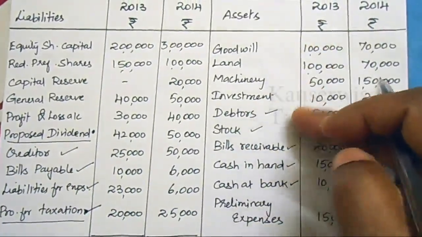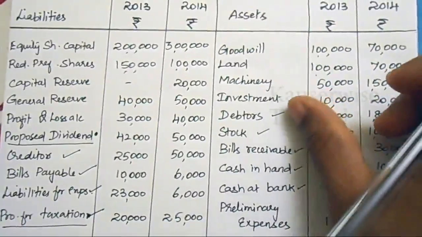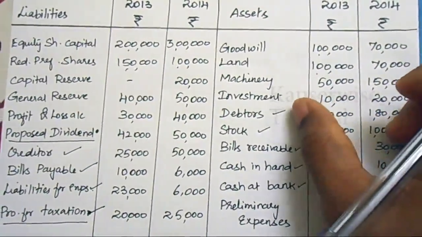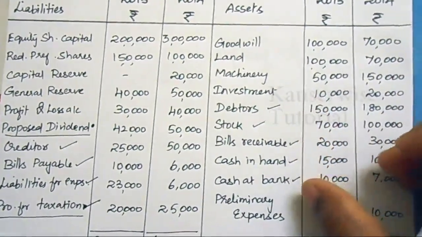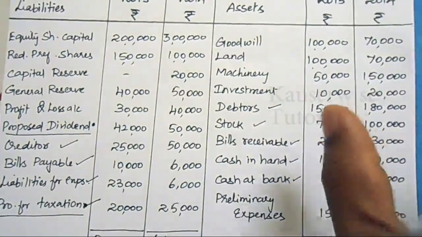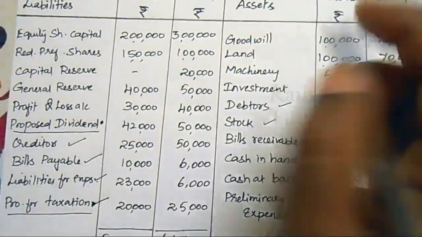We have current and non-current assets. Just leave current assets. Why? Because we have already taken into consideration the changes in working capital. Now we have to focus only on non-current assets.